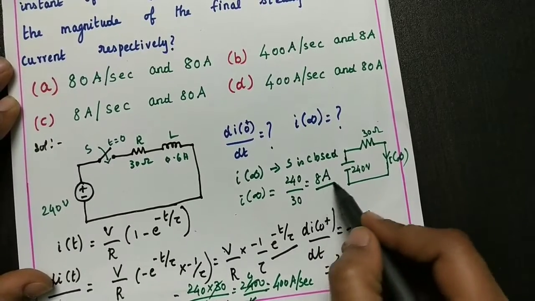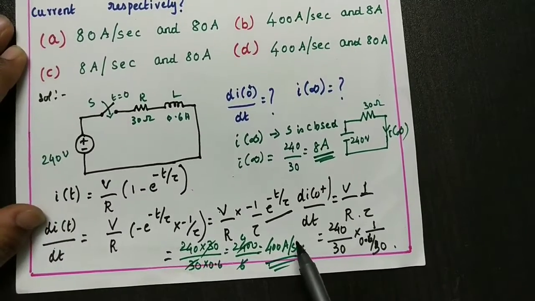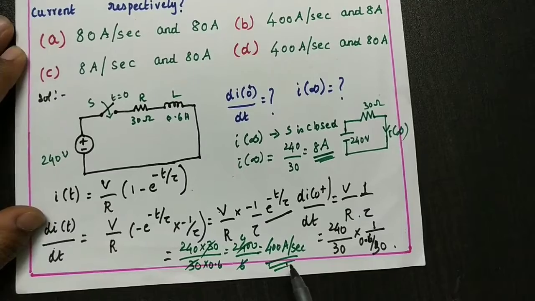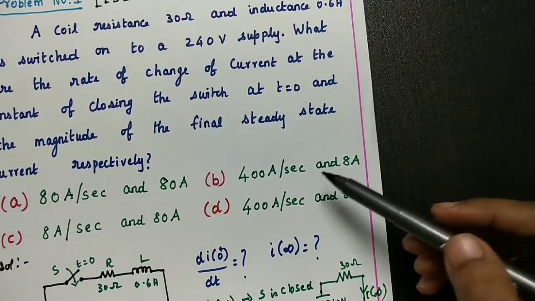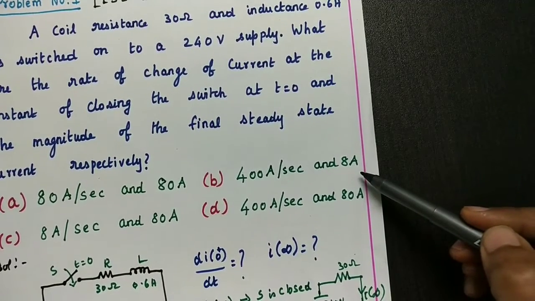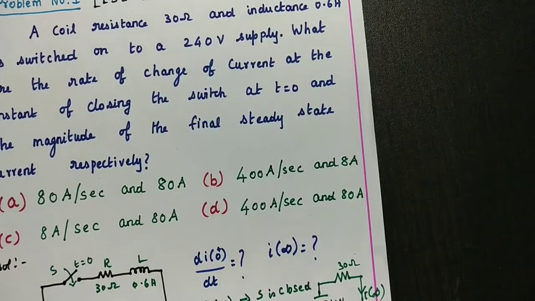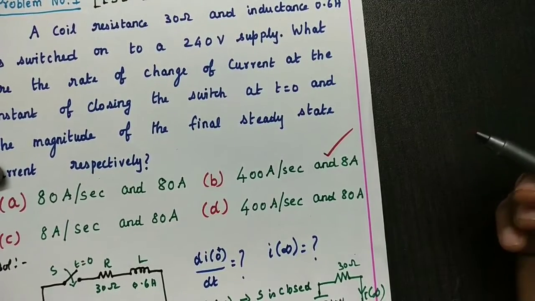So 8 amps is one answer, and 400 ampere per second is the rate of change of current. See the options. 400 ampere per second is the rate of change of current and 8 amps is the final steady state current. So option B is the correct one.